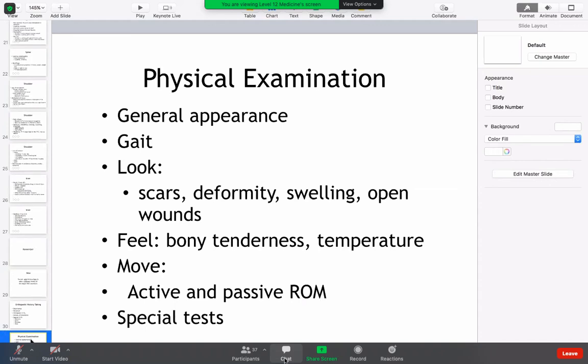Look: you look for scars, deformity, swelling, open wounds. Feel: you feel for any bony tenderness, and for any difference in temperature compared to the other side or the rest of the body. Move: you start with active range of motion just to see how much the patient can tolerate, and then you can do passive range of motion to see whether there is a difference or not. Then you perform special tests for each joint, and that will be discussed in detail in the future, inshallah.